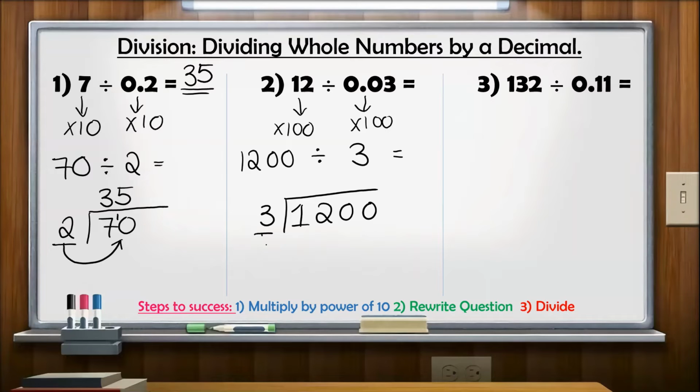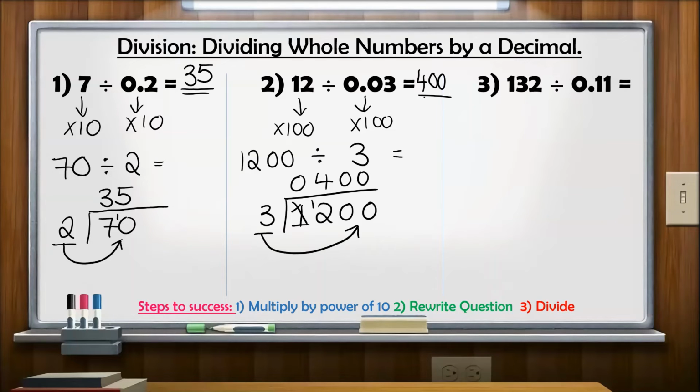So I'm going to ask myself, how many 3's are there in 1? And the answer is 0. So I'm going to carry over my 1 to the next digit. How many 3's are there in 12? And the answer is 4. How many 3's are there in 0? Which is 0. And then finally, how many 3's are there in the final 0? Which is 0. So there we have it. The answer to 12 divided by 0.03 is the same as the answer to 1200 divided by 3, which is 400.